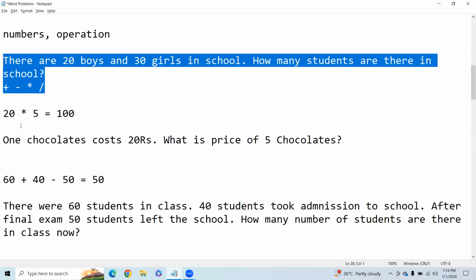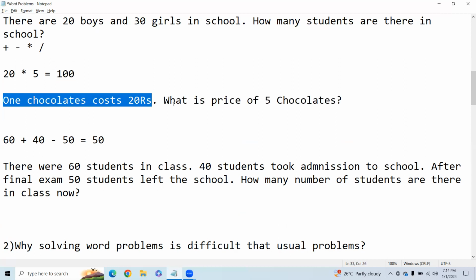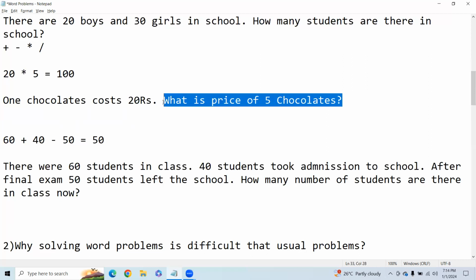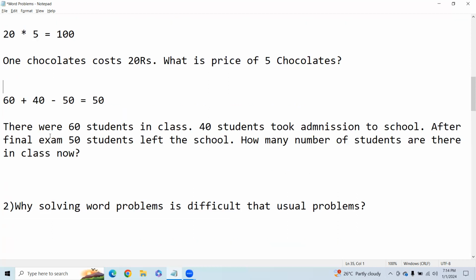Let's look at the next question. 20 into 5, straightforward, we have two numbers. They have given us, we need to do multiplication. We got the answer 100. Now, one chocolate costs 20 rupees. What is the price of 5 chocolates? First of all, we should be able to understand this problem statement, what they have given. Based on that, we will see what operation we are supposed to do. Then we will write 20 into 5 and get the answer 100.